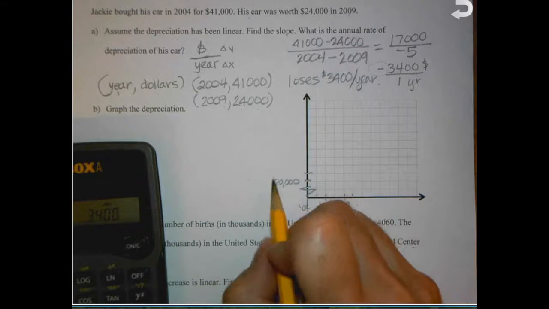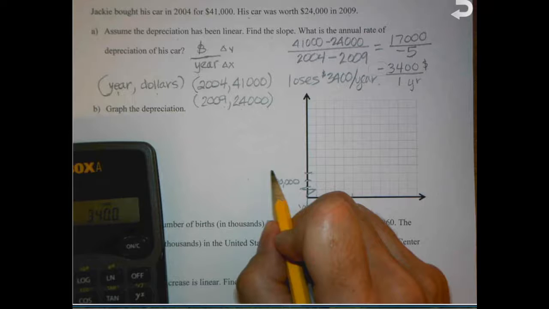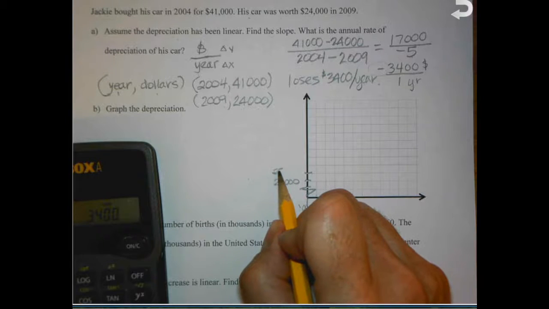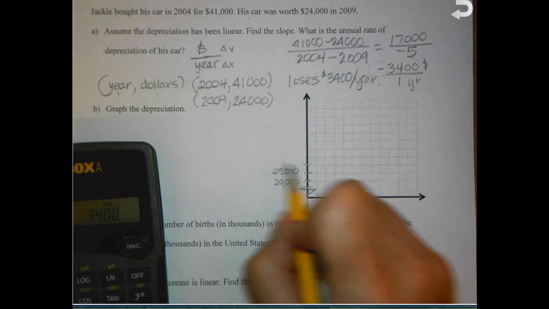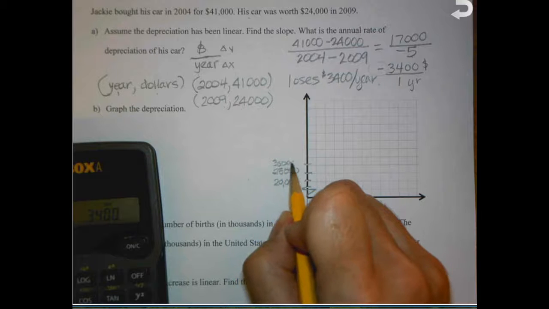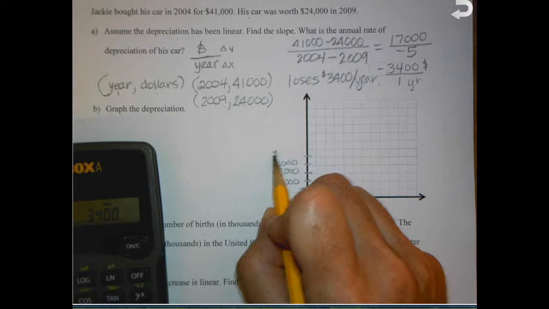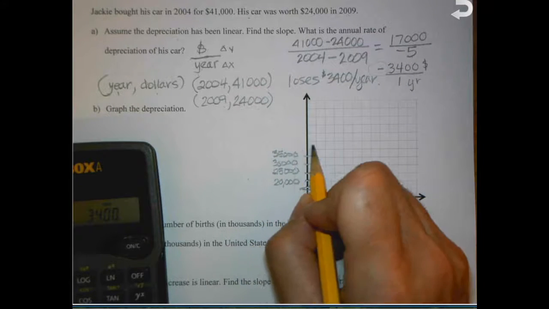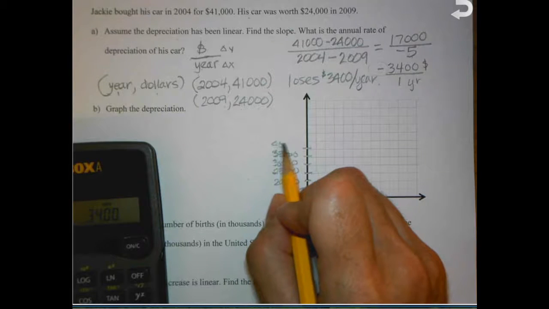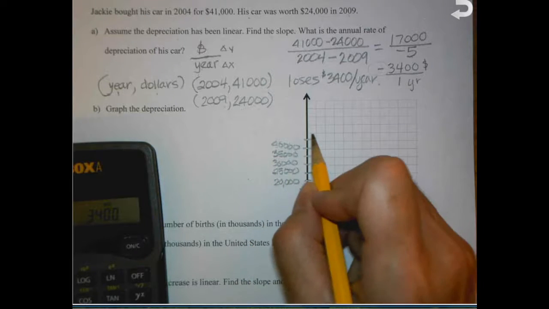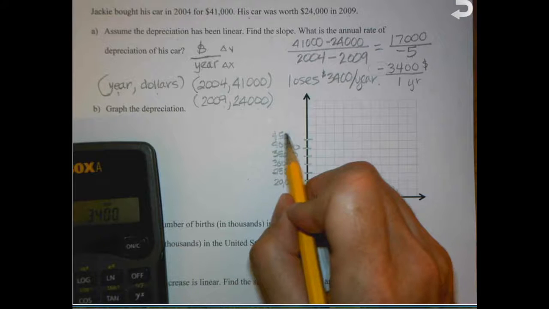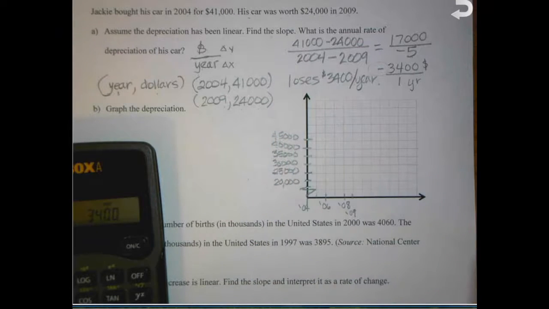20,000, maybe 25, 30, 35, 40, 45, and that's all we'll need.